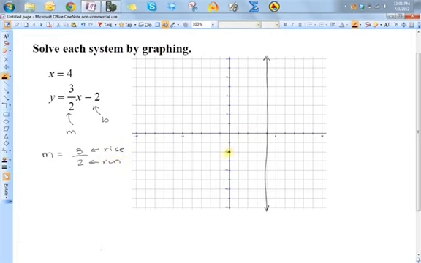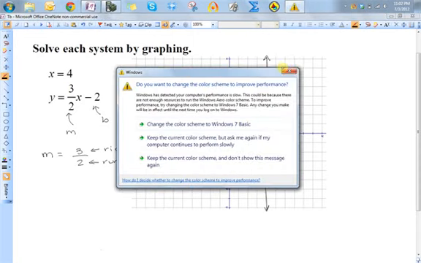So a rise of 3 means from any point on this line, if I go up 3, and then with a run of 2 means I go over 2, then I should land on the line again. So here I have a point, so I go up 1, 2, 3, and then over 1, 2, so this would be my next point. And to help me draw it straighter, I'm going to do this a few more times.